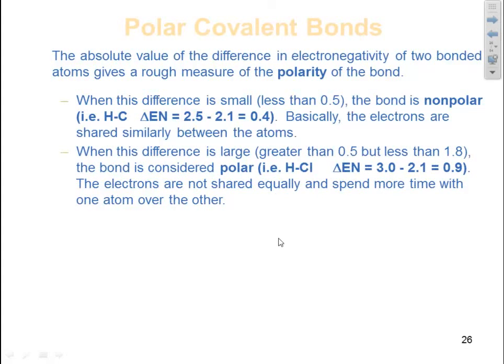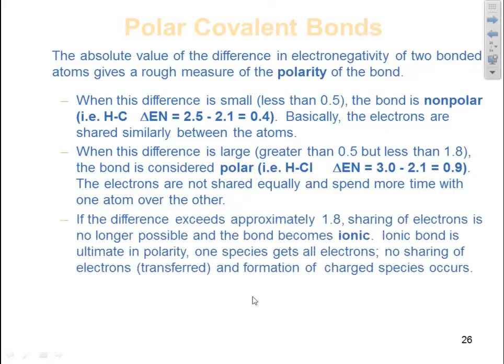When this difference is larger, greater than 0.5 but less than 1.8, the bond is considered polar. Example, HCl. Electronegativity difference: 3.0 for chlorine, 2.1 for hydrogen, and the difference is 0.9. That's greater than 0.5, less than 1.8, so this is considered a polar bond. The electrons are not shared equally and spend more time with one atom over the other, in this case chlorine. Chlorine's more electronegative, so it's getting a greater share of those electrons. If the difference exceeds approximately 1.8, sharing electrons is no longer possible and the bond becomes ionic. Ionic bond is the ultimate in polarity. One species gets all the electrons. There's no sharing of electrons. Basically, you transfer the electrons to the other species, and the formation of charged species occurs.